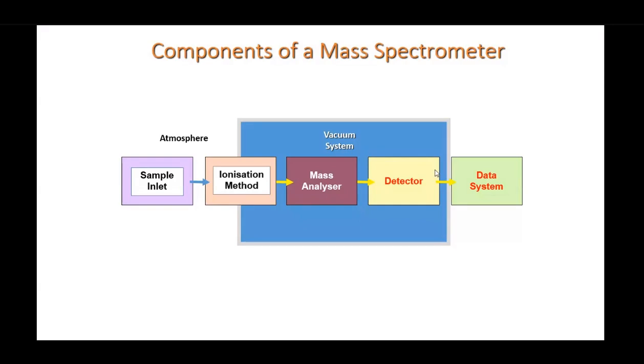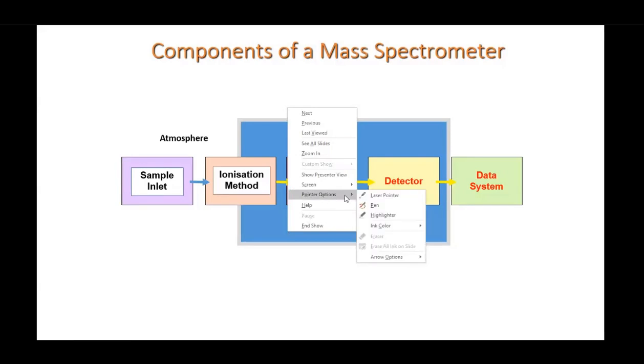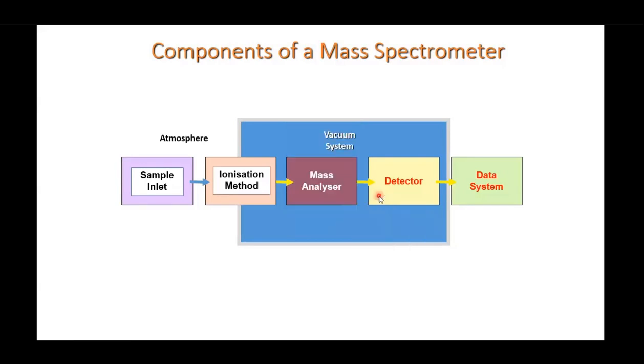You require a very high vacuum, of the order of 10 raised to -5 millimeter, so that the ions which are generated in vapor form can be easily transferred to the mass analyzer, and through the mass analyzer to the detector. So for the free movement of ions in vapor form, you require a high vacuum in this region. These are all the components of a mass spectrometer.